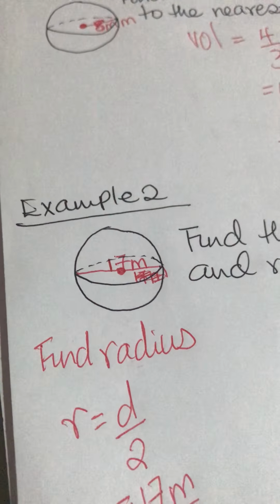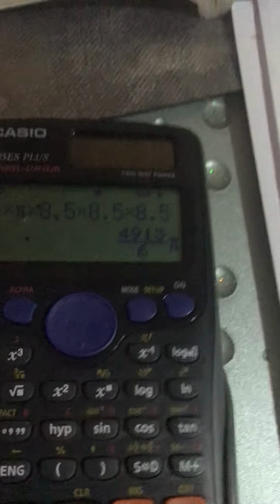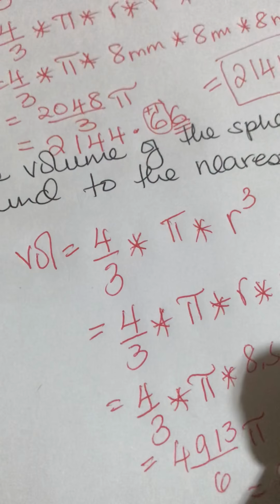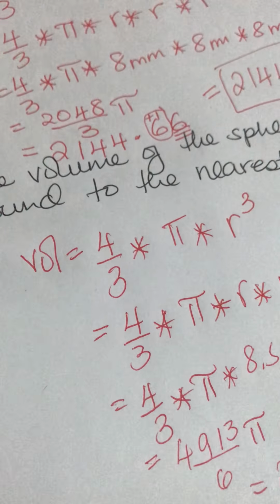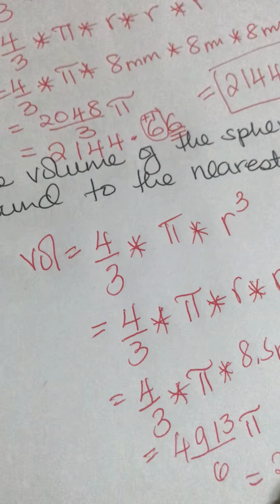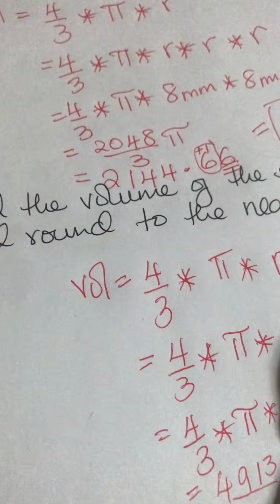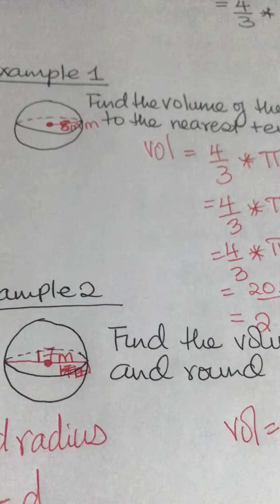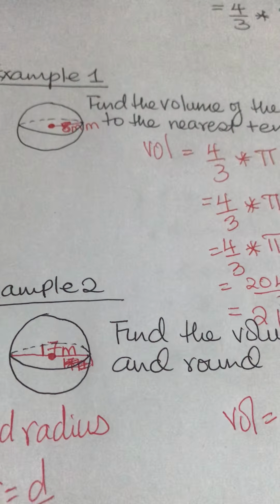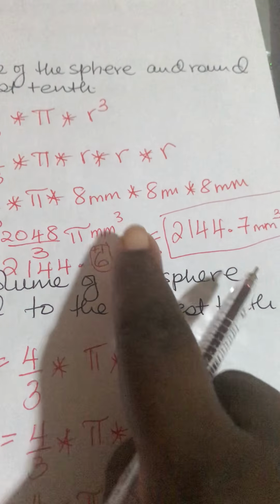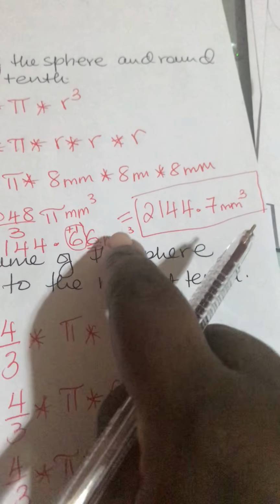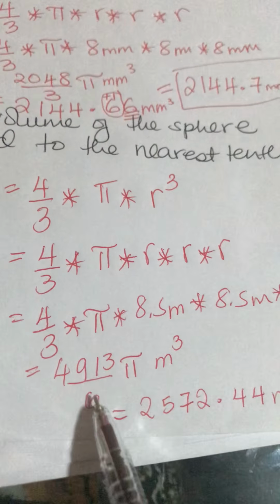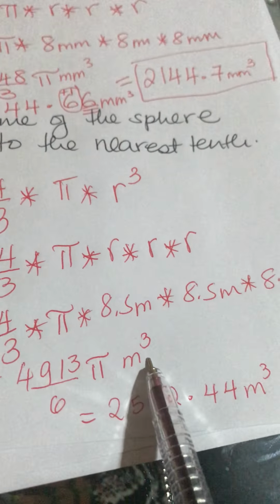4,913 over 6 pi. Then you change this to decimal, and you get 2,572 and 44 hundredths meters cubed. Don't forget your units. Units must be there. Put them in every step. All right. So we got 4,913 out of 6 pi meters cubed.